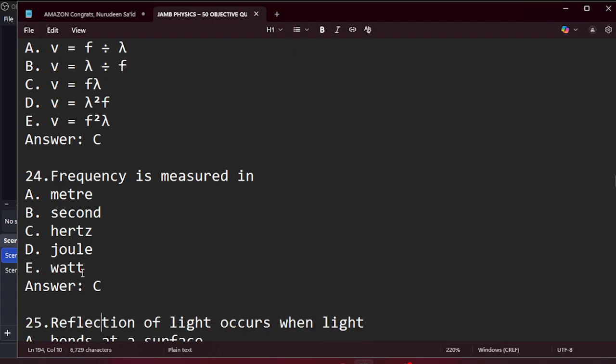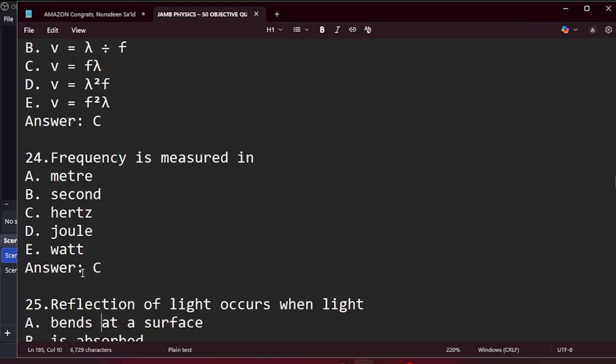So question number 24. Frequency is measured in dash. A. Meter. B. Second. C. Hertz. D. Joule. E. Watts. The answer is C, which is hertz.